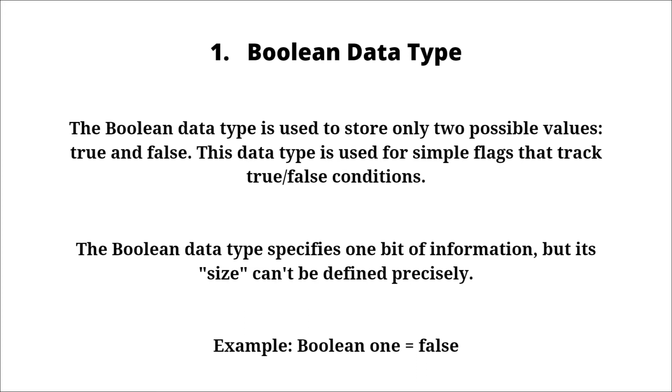So let's start with boolean, which is the basic data type. The boolean data type is used to store only two possible values, true and false. This data type is used for simple flags that track true and false conditions. The boolean data type specifies 1 byte of information, but its size cannot be defined precisely. Most of the time we will use the boolean data type.